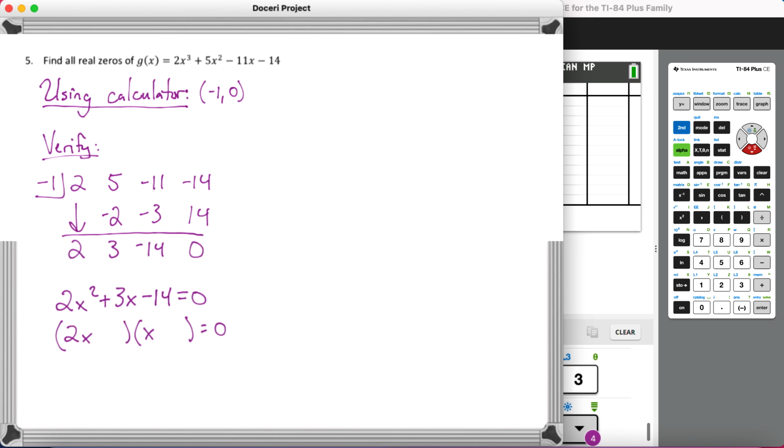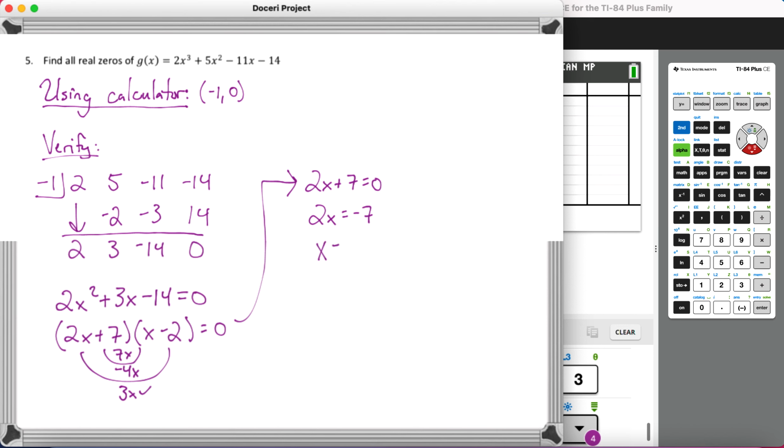Again, it's another 2x out in front, so we have to take a little more time and factor this correctly. So split apart 2x squared as 2x and x. And try to break apart -14. 7 and -2 would be the right order to do that, as you can see. It checks out, so it's factored correctly.